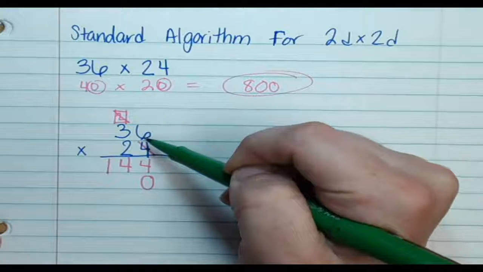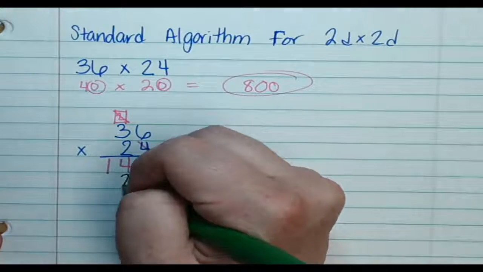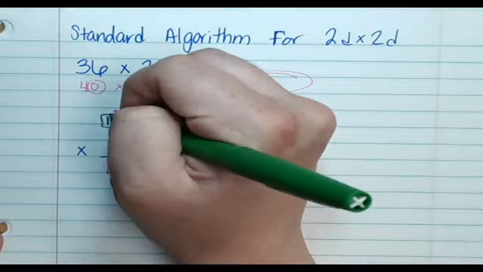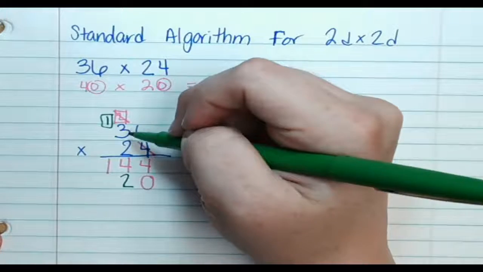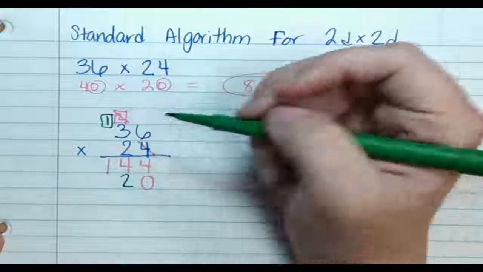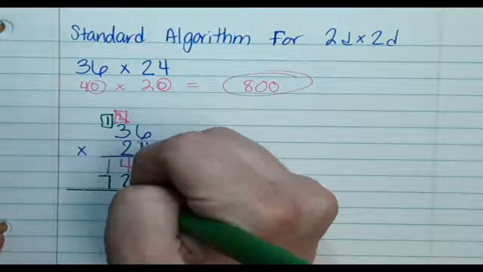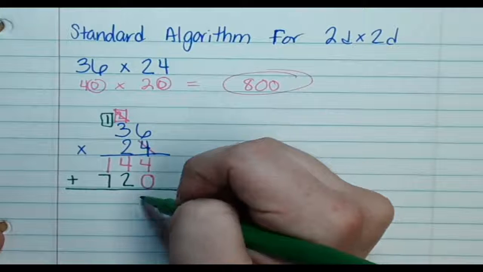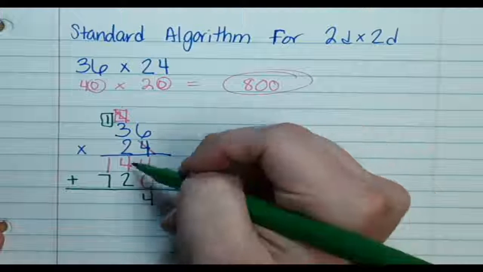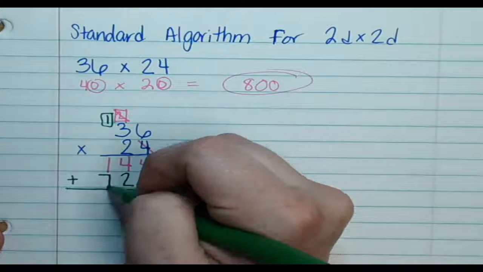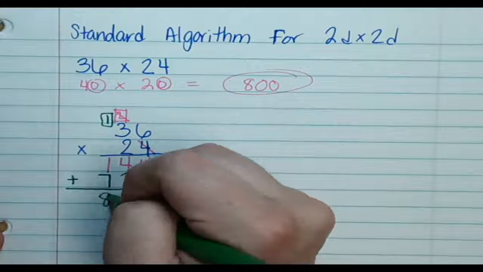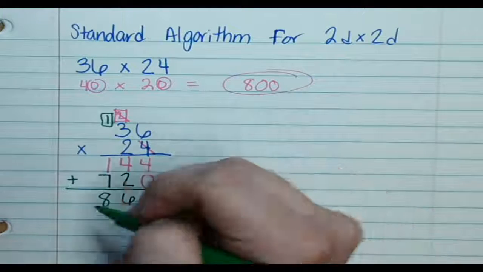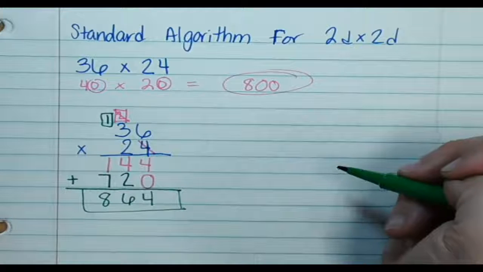So I'm going to do 2 times 6, which is 12. I'm going to put down my 2, carry my 1. 2 times 3, which is 6, plus 1 is 7. 0 and 4 make 4. 4 plus 2 is 6, and 7 plus 1 is 8. 864, which is close to our estimate.